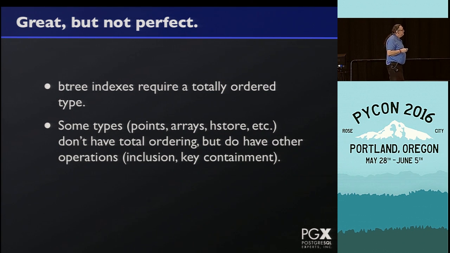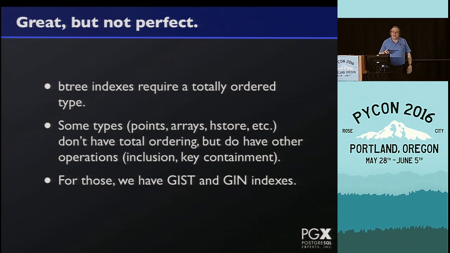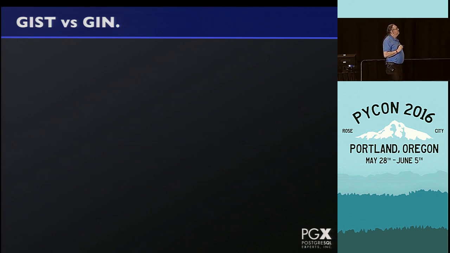But they do have other operators. For example, a rectangle has inclusion: is this point inside of it? Ranges: do these ranges overlap? And to accelerate those kinds of operations, we have different kinds of indexes. Specifically, we have GiST and GIN indexes.